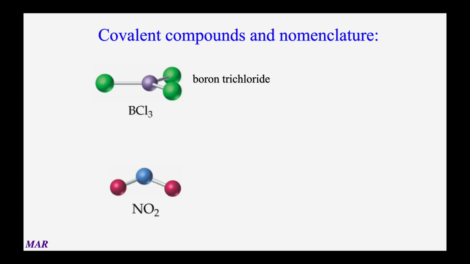Pretty simple. The next one is NO2. And again, this is always listed this way because nitrogen is more like a metal and oxygen is less like a metal.